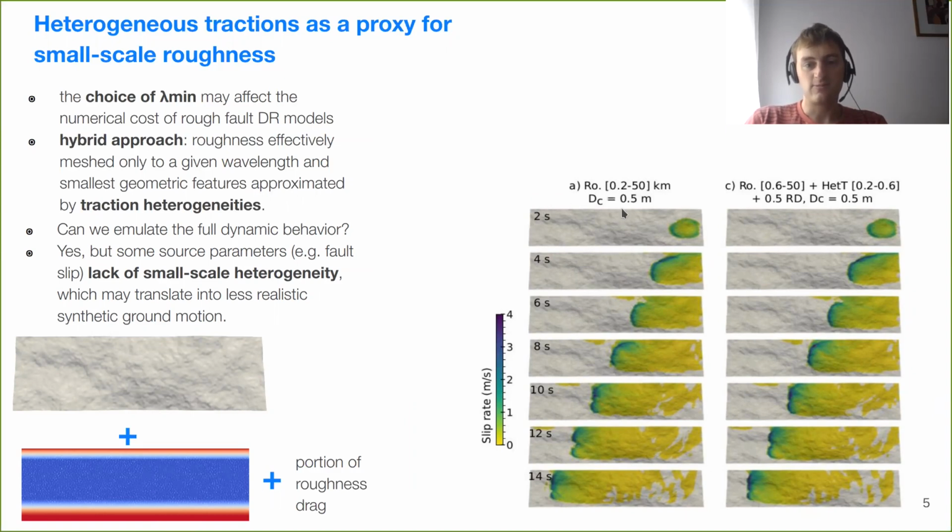So this is the reference model, and this is a hybrid model. So they look very similar. On the other hand, when we look at the source properties, we see that some of them lack small-scale heterogeneities. And this may translate into less realistic ground motion.